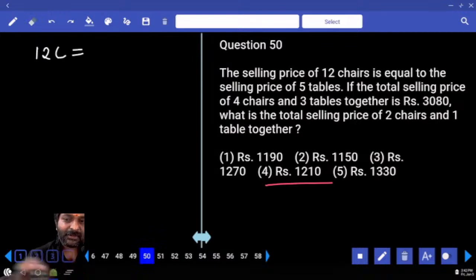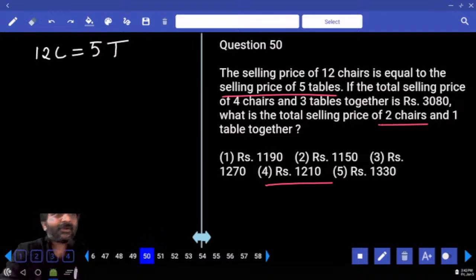12 chairs cost is equal to 5 tables, correct? From this, chair by table is 5 by 12, that means chair cost is 5 parts, table cost 12 parts, correct? How many chairs do you want? 1 chair is how many parts? 2 chairs, 1 table: 10 plus 12. So finally you need 22 parts, which should be a multiple of 22. Go to options. First option, second, third, fourth, fifth. Answer. Done.